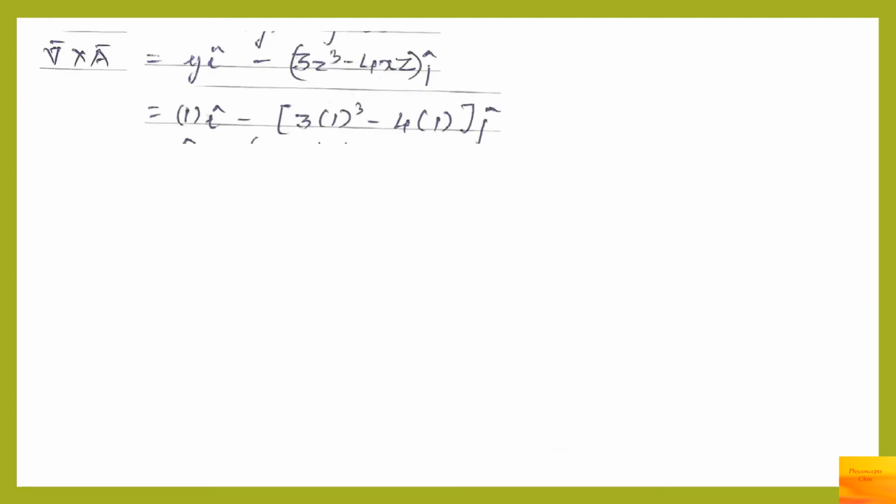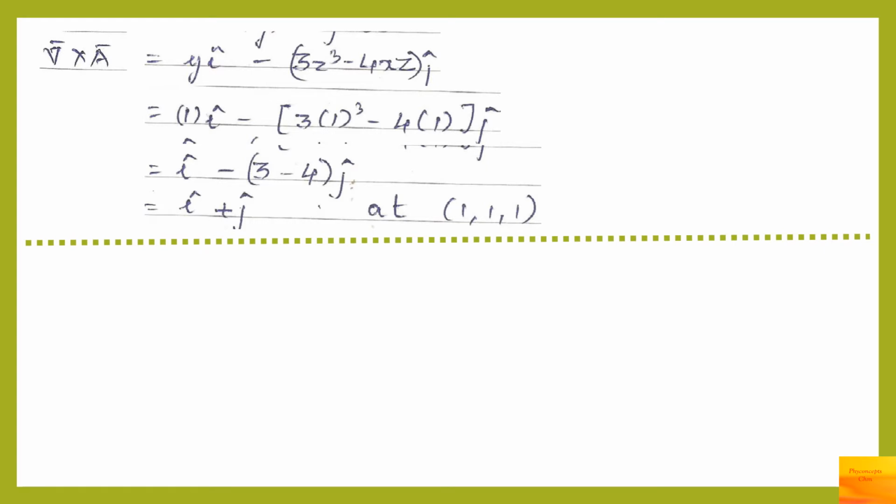And then we will have to find the value of this curl at the point 1, 1, 1. That is, put x is equal to 1, y is equal to 1 and z is equal to 1. In this equation we substitute and we get i cap plus j cap.